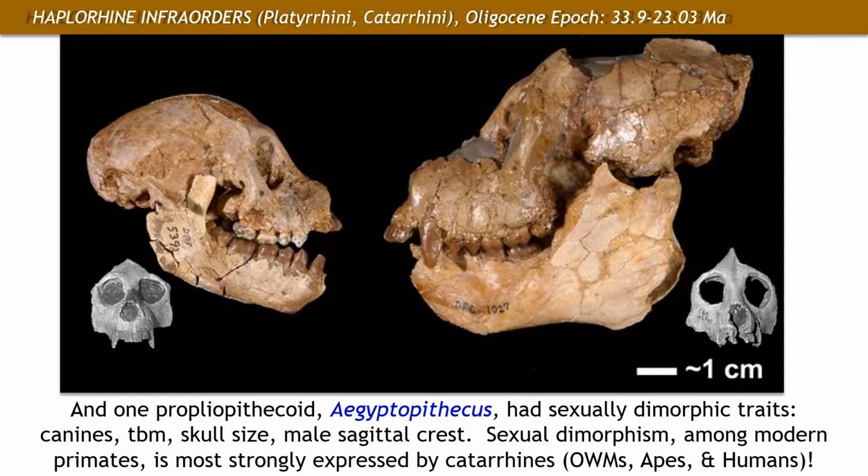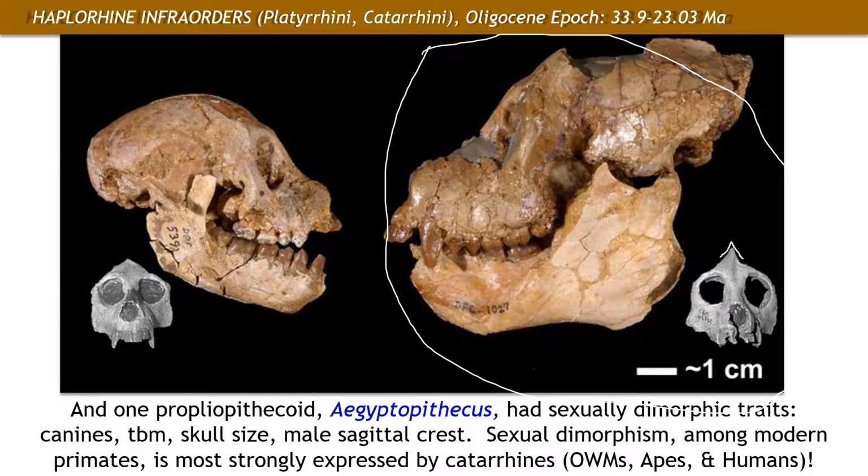And one Propliopithecoidea, Aegyptopithecus, had sexually dimorphic traits. Canines: male canines were larger than female canines. In total body mass, males were larger than females. In skull size, males were larger than females. And males had a male-only sagittal crest, as you can see right here. So this obviously is the male, and the other is the female. Otherwise, they have the same species traits.